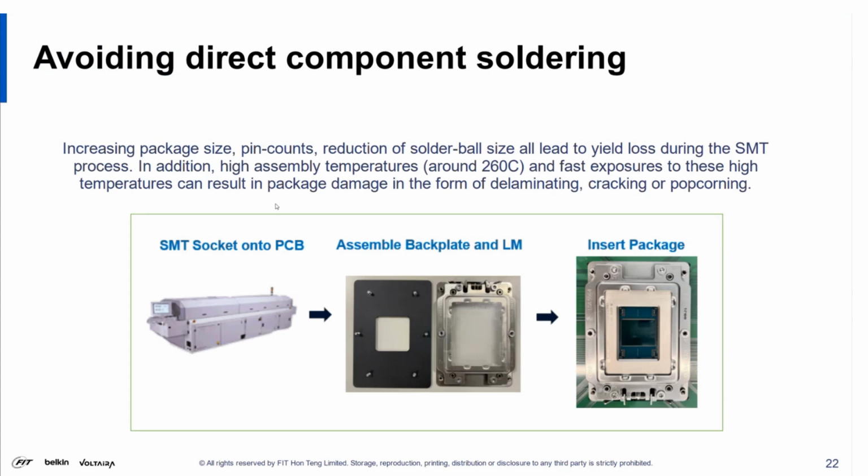Okay. Avoiding direct component soldering. So increased package sizes, pin counts, reductions of solder ball sizes, all lead to yield loss during the surface mount SMT process. In addition, high assembly temperatures, which currently, again, in the SMT is around 260 degrees Celsius, and fast exposures to these highest temperatures can result in package damage in the form of delams, cracking, and popcorning.